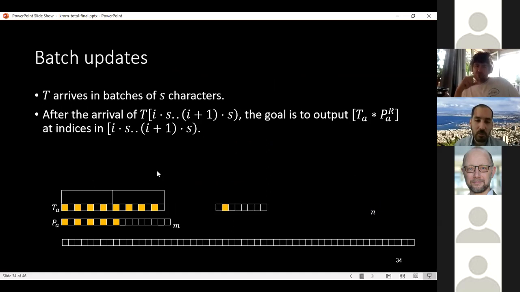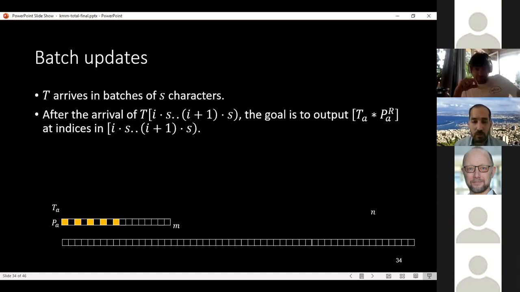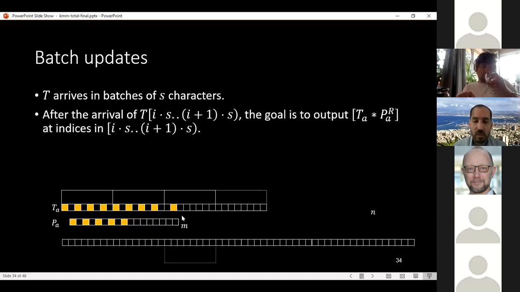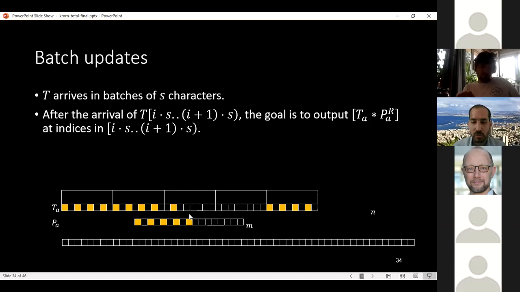So since we are allowed to report the results with delay of S characters, we just treat the text as coming in batches, which means that after the arrival of every character, we don't do anything. We wait for the arrival of S characters, and we just do the computation in batches of S characters. And after S characters arrive, we need to report the output not in one index, but in S indices. We need to report S values of the output, S positions of number of matches. And this is true after the arrival of every batch in the text.